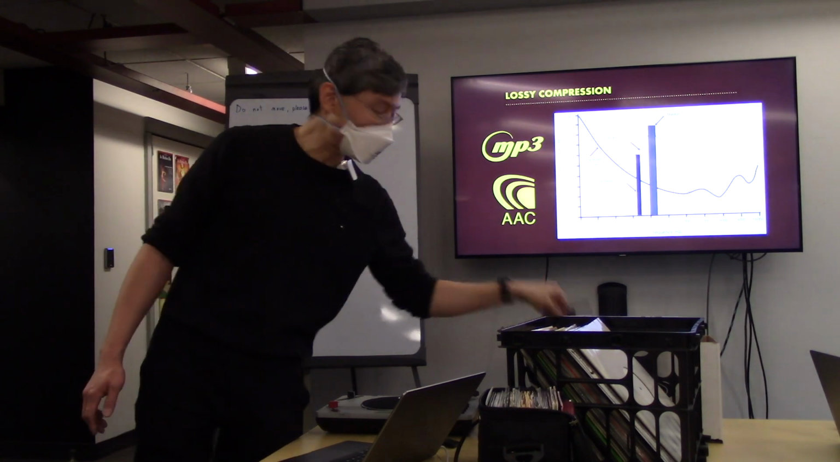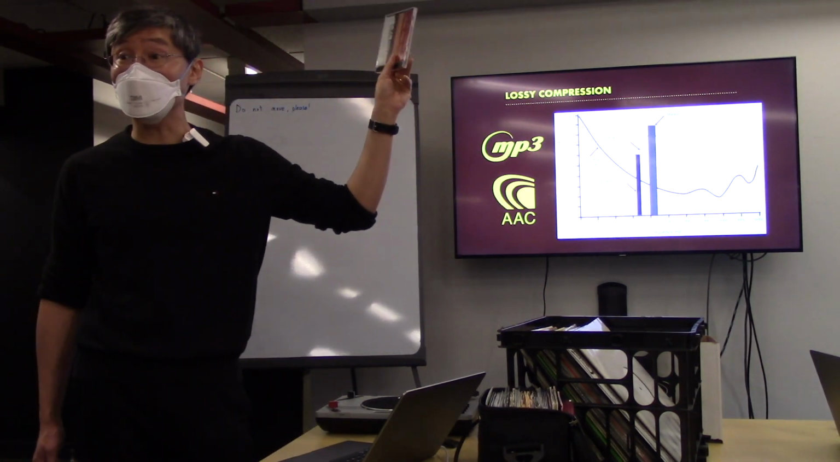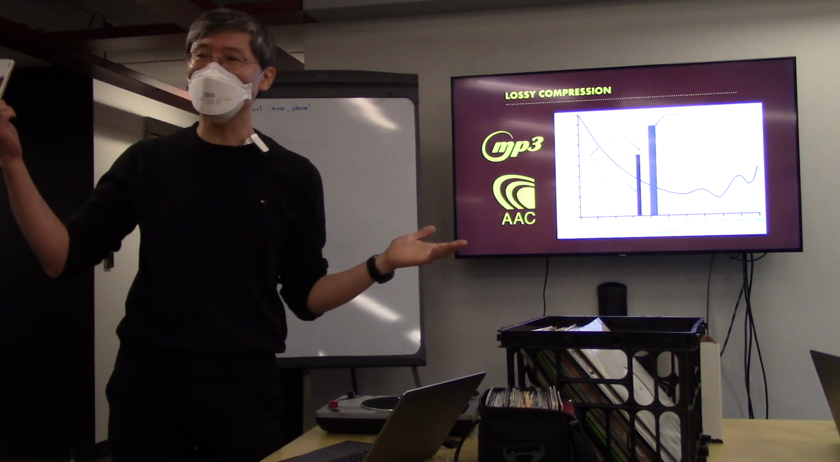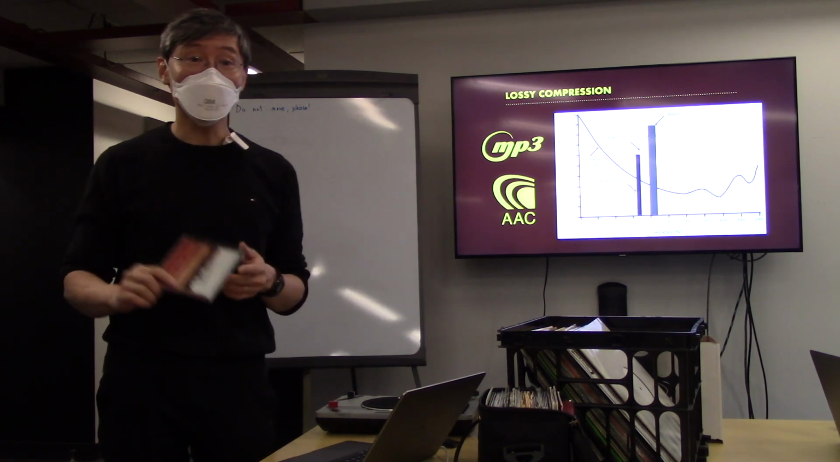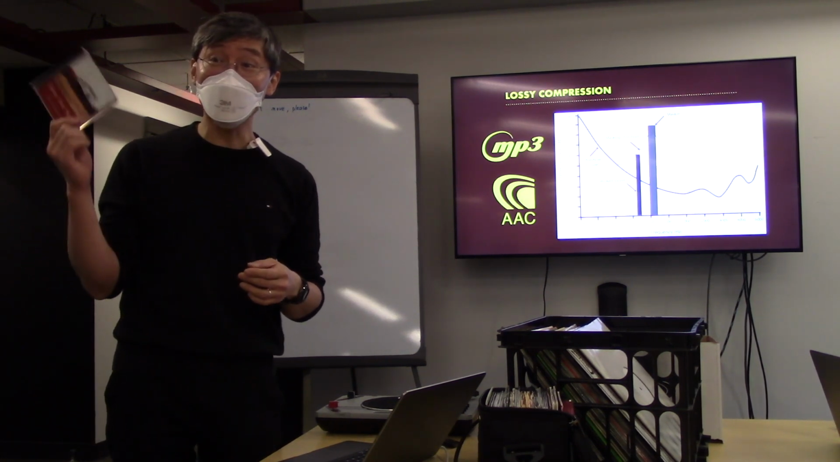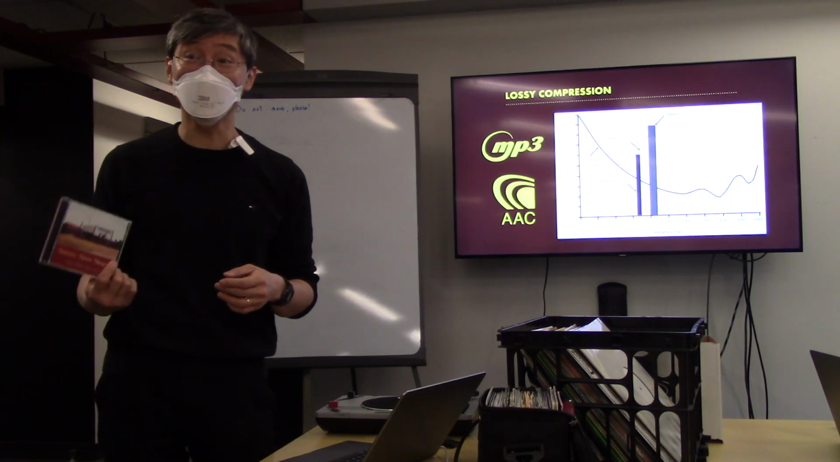You know, a CD like this holds about 74 minutes of music. That comes to about 650 megabytes of data. 650 megabytes of MP3s goes a lot more than 74 minutes.